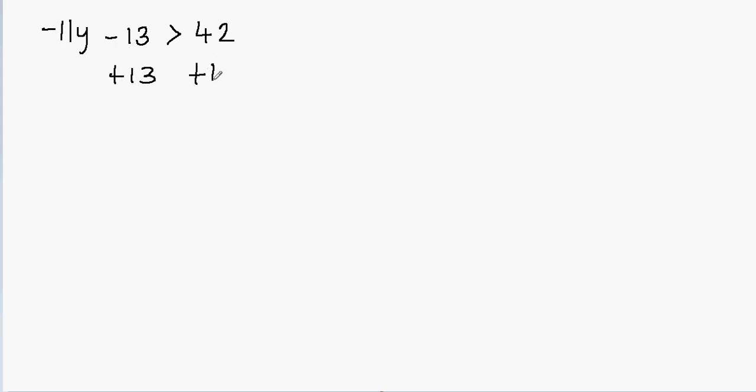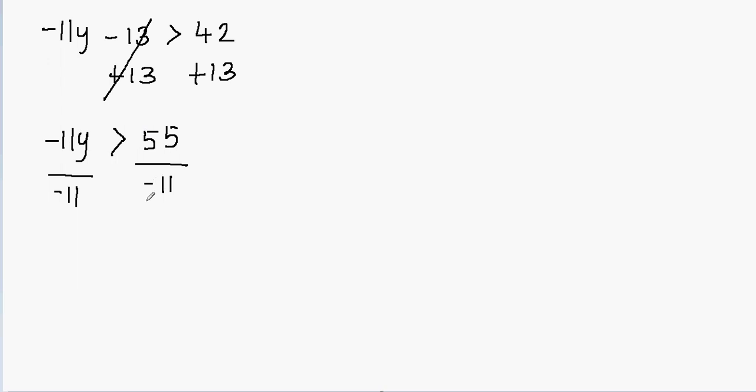So negative 13 and positive 13 will cancel out each other. And I have negative 11y on the left hand side. Greater than sign, 42 plus 13 will give me 55. Now, I want y by itself. Again, I want to get rid of negative 11 from the left hand side. So I will divide the equation by negative 11 on both the sides.